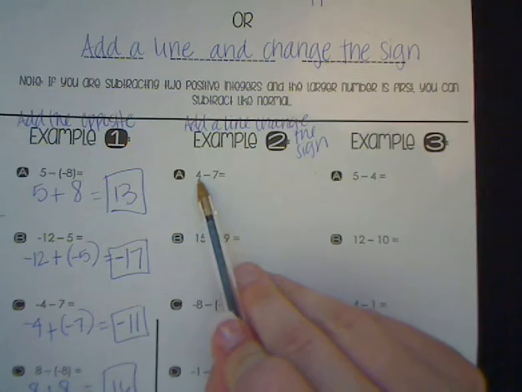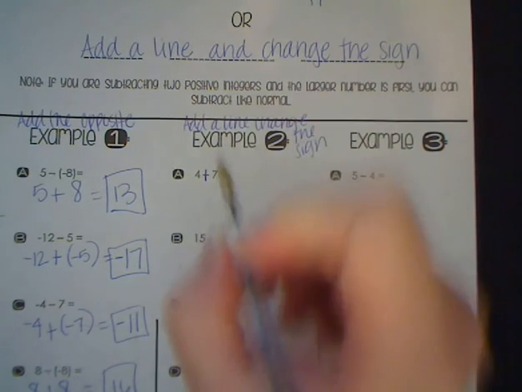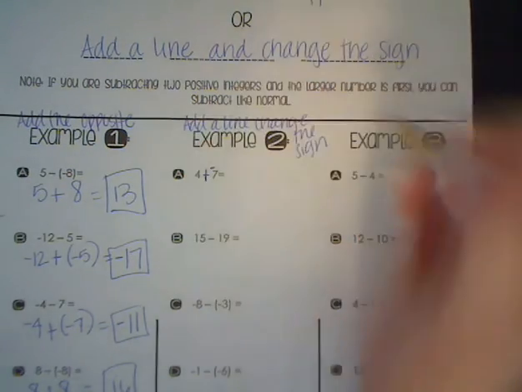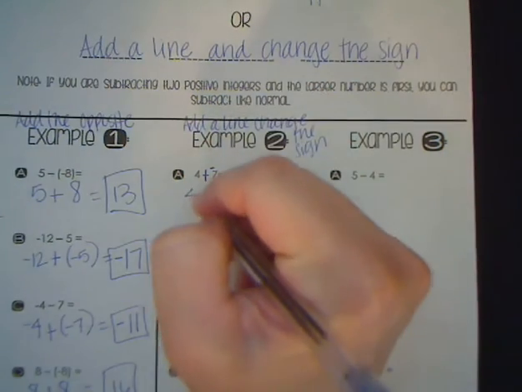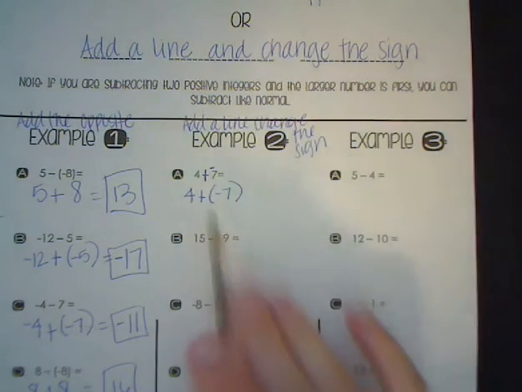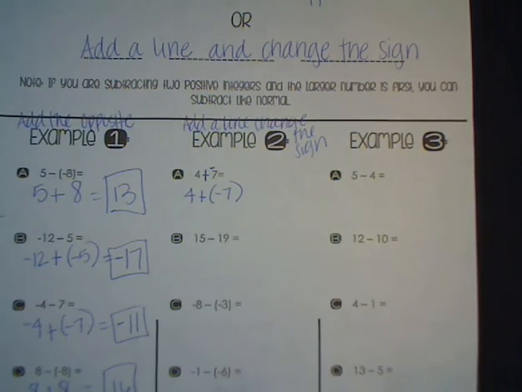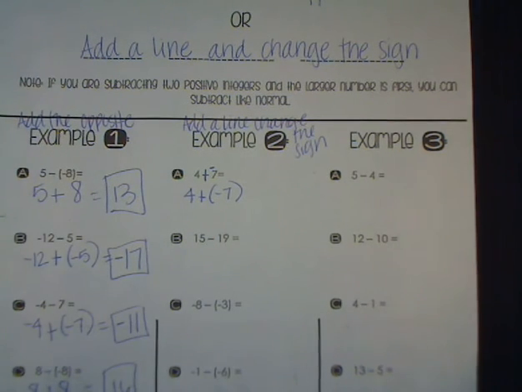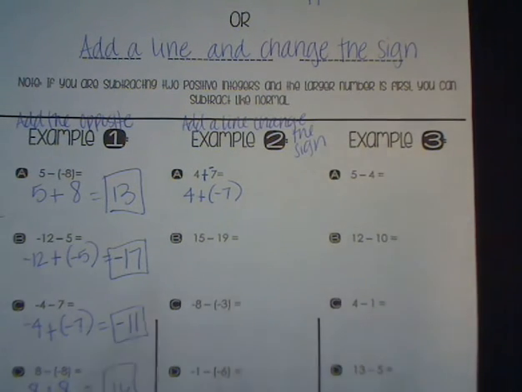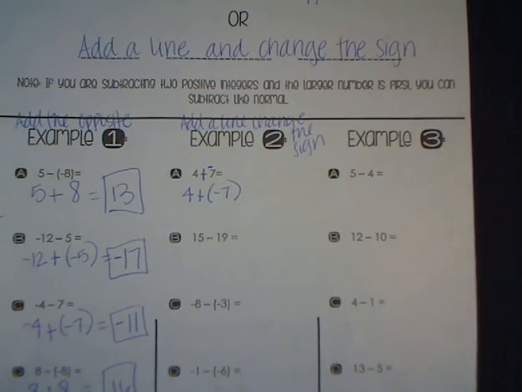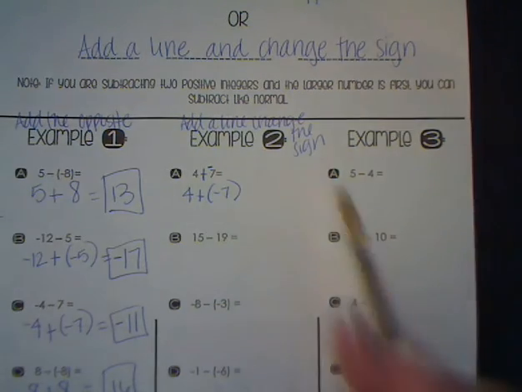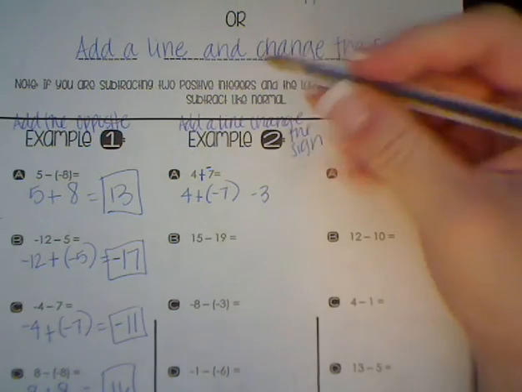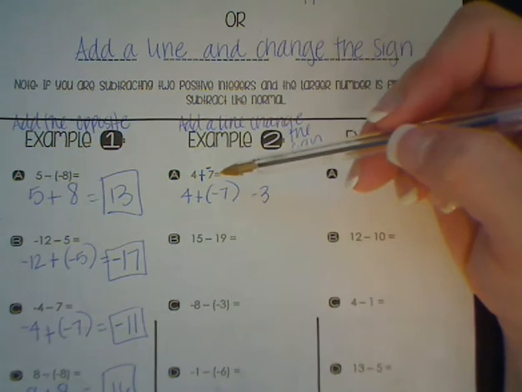So here's 4. I'm going to add a line and then change the sign. What's the opposite of positive 7? Negative 7. So I add a line, change the sign, and rewrite that as plus negative 7. Now, 4 and negative 7 have different signs. If you think back to your rules for addition, when the numbers have different signs, we take the difference. Difference means to subtract. So what's 7 minus 4? 3.